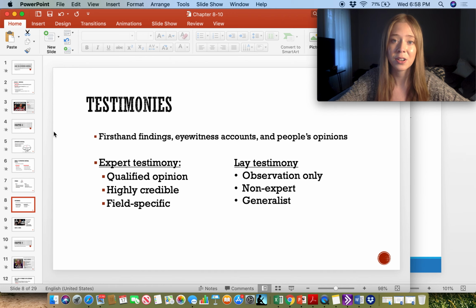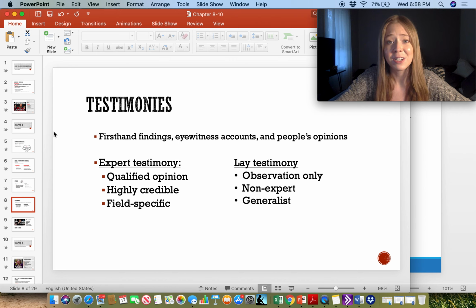They're a journalist. They're usually a political scientist. They're highly credible and they're field specific. So this is a really great way to support your speech with logos, which would be the logic side of that. Having a qualified opinion can really emphasize your main point. For example, if you were going to talk about something in the medical field and you used a doctor's opinion, right, that would be expert testimony.